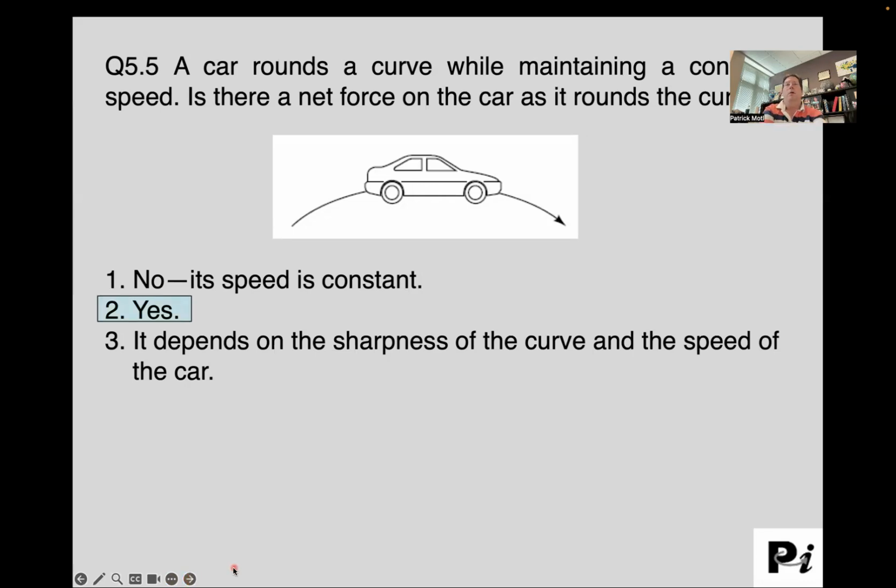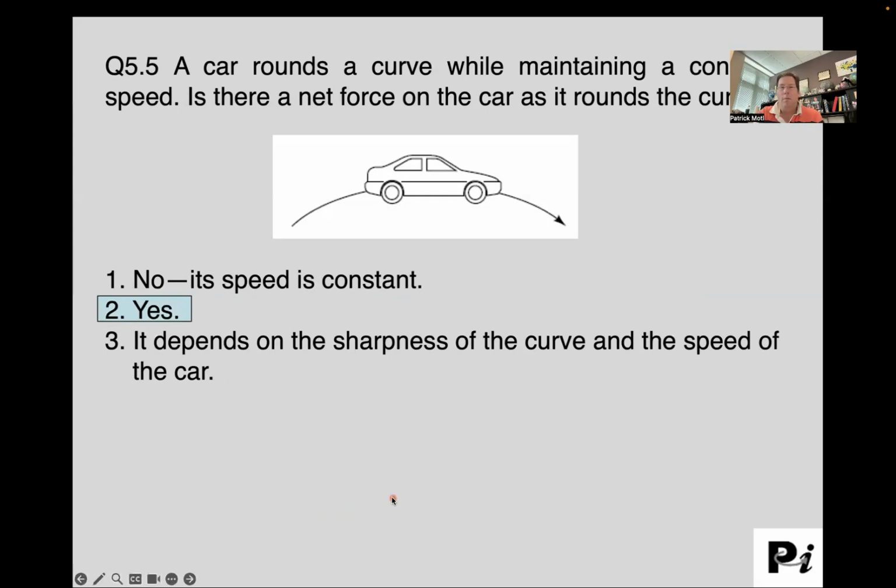Okay. So a car rounds a curve while maintaining a constant speed. Is there a net force on the car as it rounds a curve? Yes, there absolutely is. If an object is going to change the direction that it's moving, like a car turning, that can only be accomplished if there is a net force to cause that acceleration.